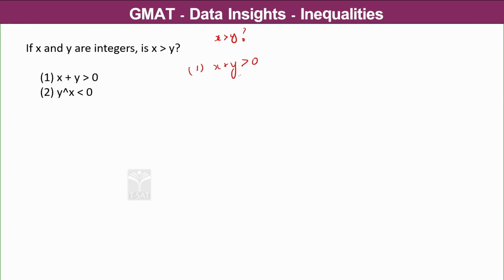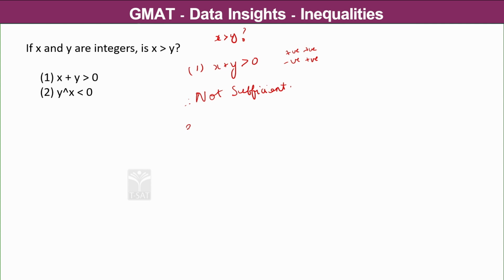So, you know that the sum is positive, and because the sum is positive, either both can be positive or one can be negative and one can be positive. So, you do not know which one is positive, which one is negative, and if both are positive. We cannot comment whether x is greater than y or x is less than or equal to y. So, this statement is therefore not sufficient to answer the question.